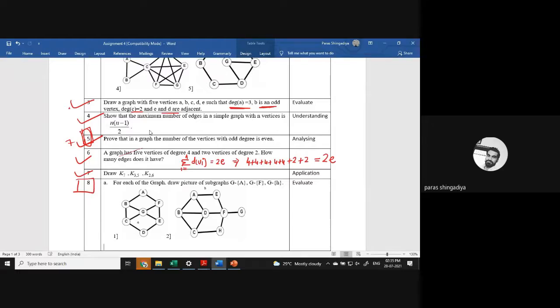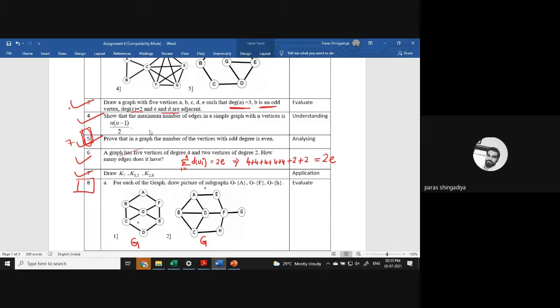Two graphs are given here. There are two graphs, with a number of edges and a number of vertices. You have to create a subgraph by using the given condition. The graph name of both is capital G. Clear? Now you have to create a subgraph by deleting the vertex A.